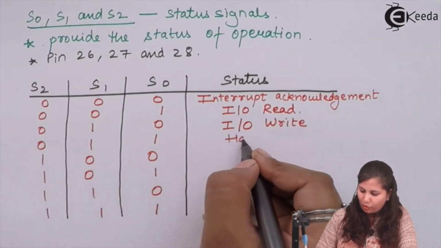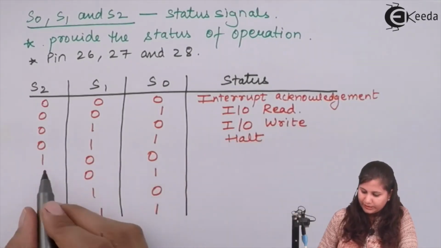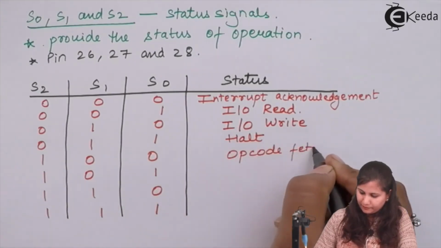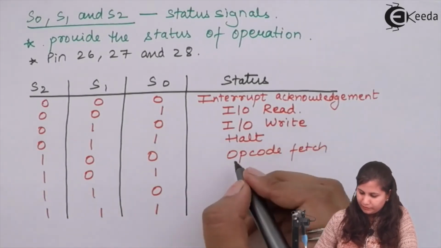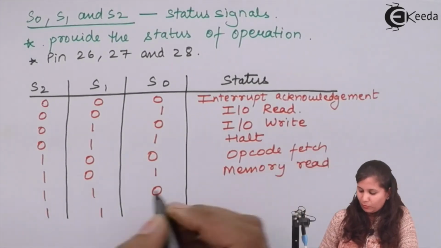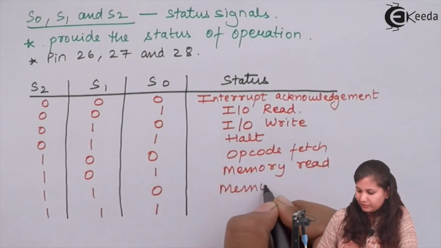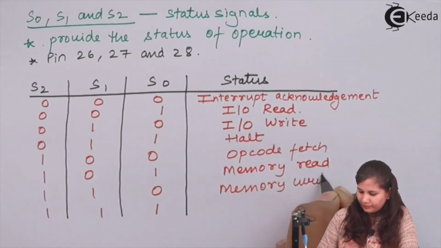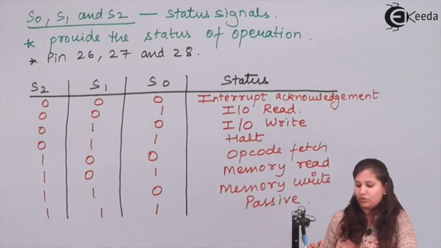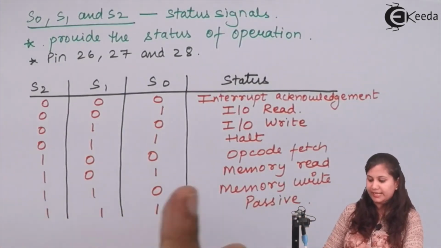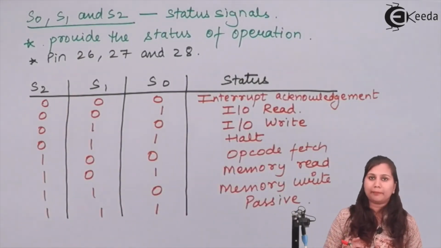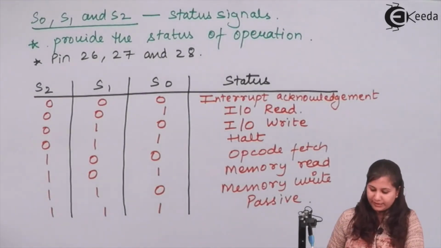011 will be the halt state. 100 is opcode fetch. 101 is memory read. 110 is memory write. And 111 is passive. So these 8 combinations decide the status, or the type of operation performed by the microprocessor.